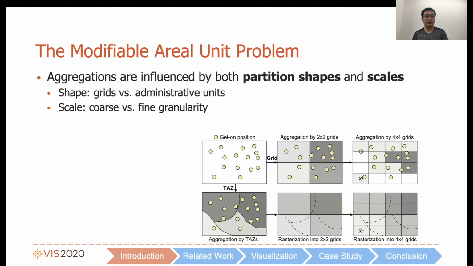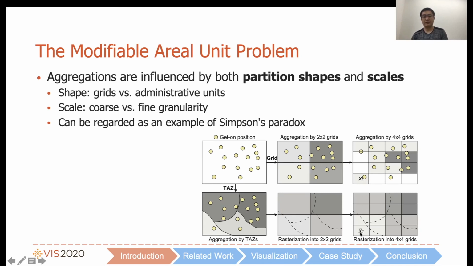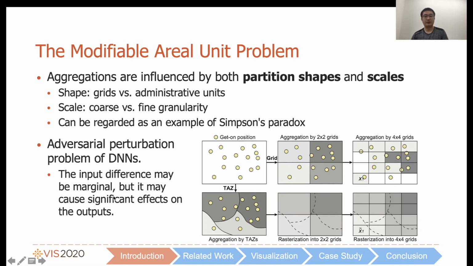However, we know the traffic aggregation is influenced by both partition shape and scale. For instance, in this movement data, the aggregation can be aggregated by different grids or by traffic analysis zones. And we can also aggregate at different scales, for instance, 2x2 grids or 4x4 grids. This phenomenon is called the modifiable area unit problem. It can be regarded as an example of Simpson's paradox. Also, the inputs can have small differences, but the output can be significantly different because of the adversarial interpretation problem of DNN.